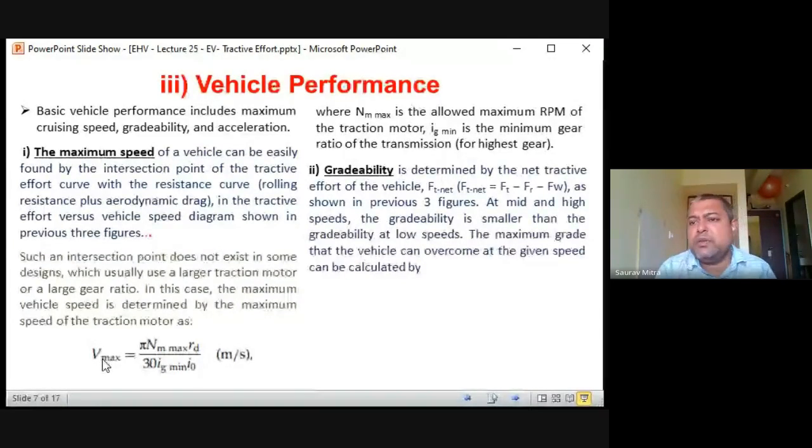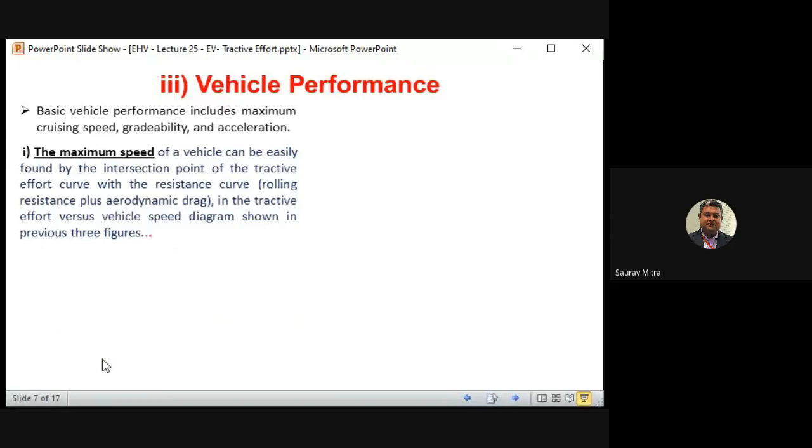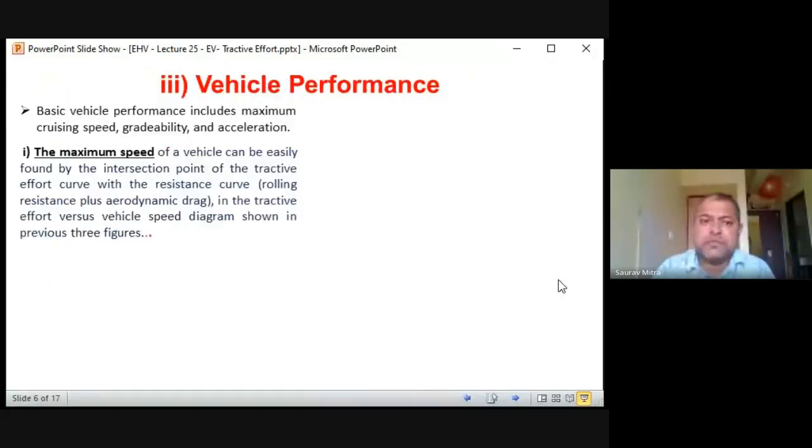So there are two ways of calculating maximum speed. This can also be asked as a question: what are the two ways of finding maximum speed? First you have to draw this kind of graph, and say that from this tractive effort versus vehicle speed, we can find out the maximum speed. Wherever the loss curve, that is rolling resistance and aerodynamic drag, cuts the tractive effort curve, there we find that speed is maximum. So this is the first method.